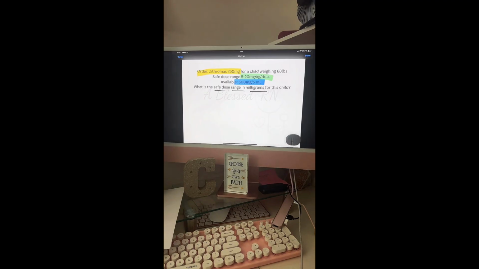So listen, what are we looking for? We are going to be looking for how many milligrams, and you see it has milligram per kilogram per dose. So we're going to be looking about how many milligrams in one dose would be safe. So you'll have a lower limit, which is going to be 5, and then you'll have the upper limit, which is 20. So you're going to need two different problems, okay? So our patient weighs, what in the world?